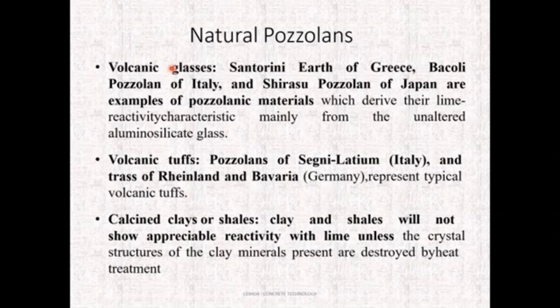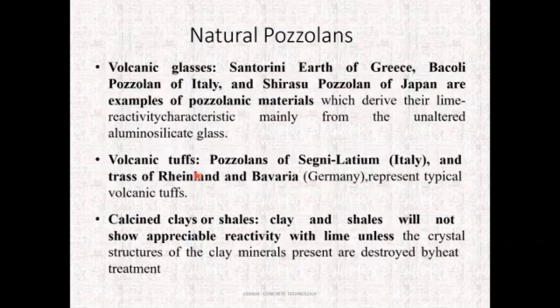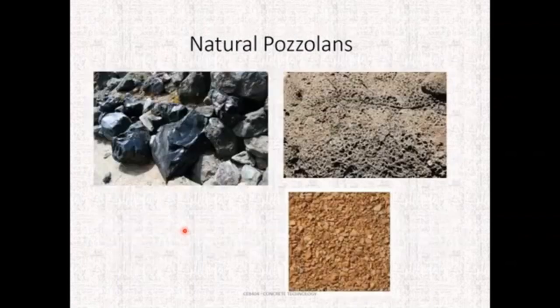There are two types of pozzolanas: naturally available pozzolanas and artificially available pozzolanas. Naturally available pozzolanas are materials that are available in the earth's crust. They undergo some processing to be used as a pozzolana, such as grading and grinding. The commonly available natural pozzolanas are volcanic glasses, volcanic tuff, and calcined clays. These are examples of pozzolanas: volcanic glasses, and calcined clays, which is nothing but clay heated at high temperature for 2 hours.